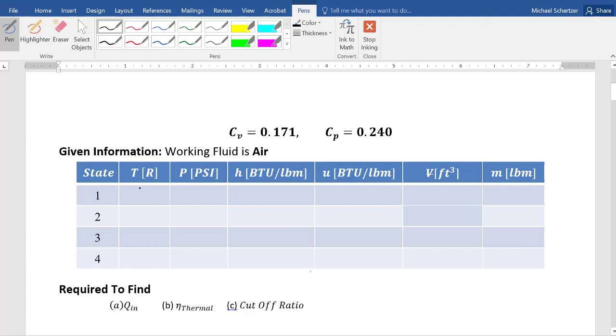All right. Consider an air standard diesel cycle. At the beginning of compression, P1 is equal to 14 pounds force per inch squared. Temperature 1, 520 Rankine. The mass of the air is given at 0.145 pounds, and the compression ratio is 17.